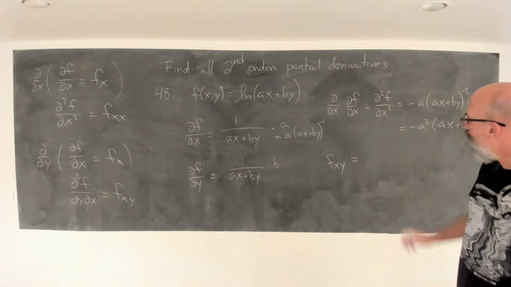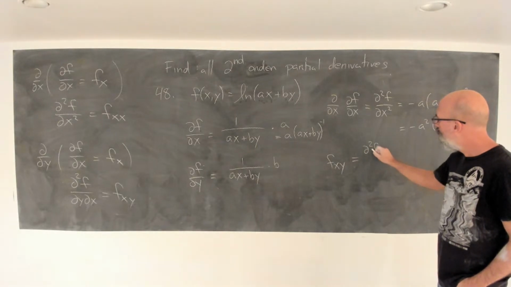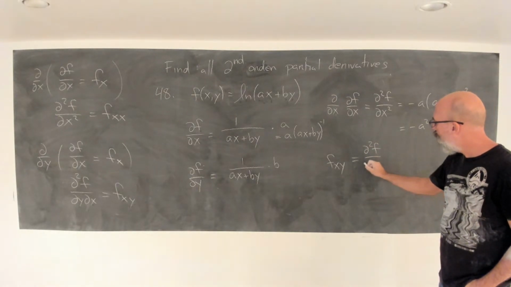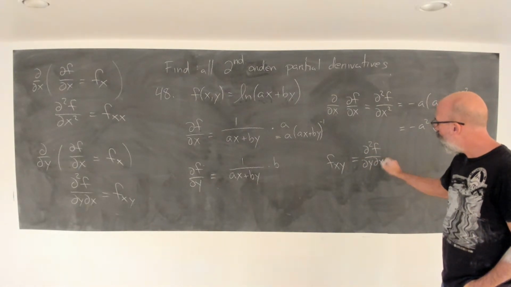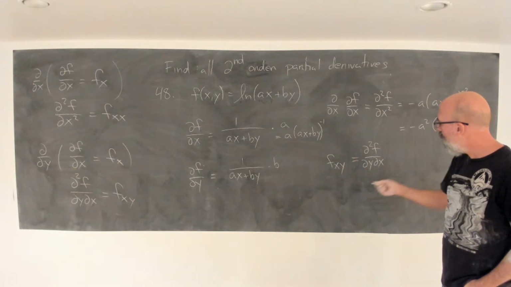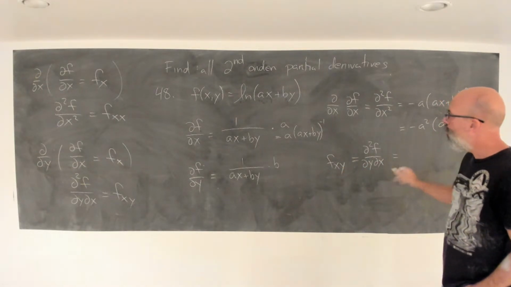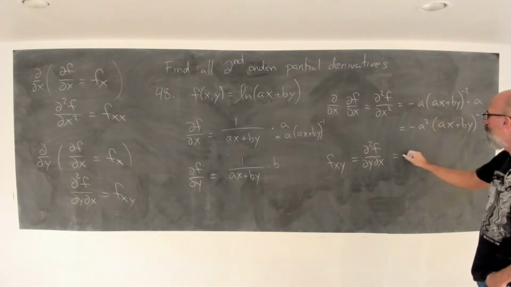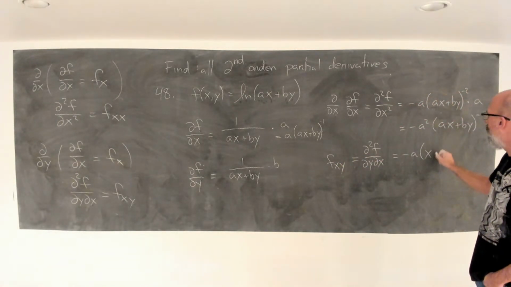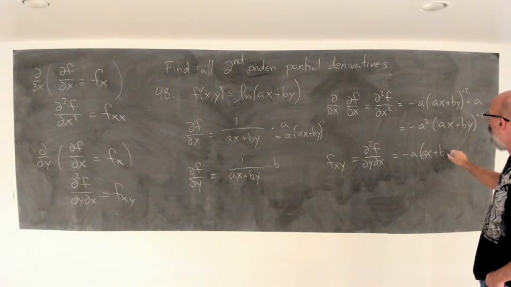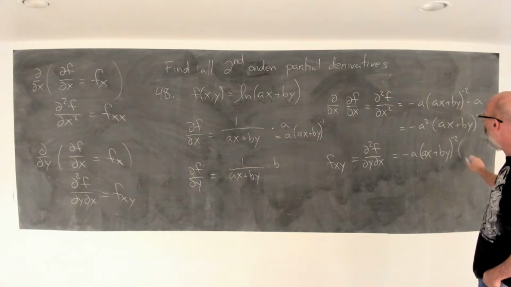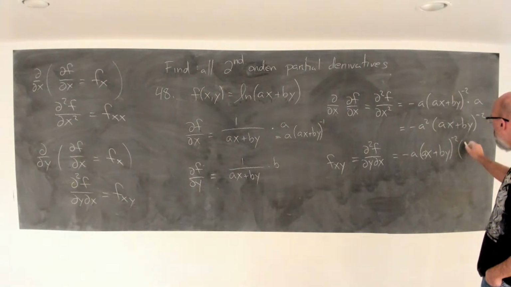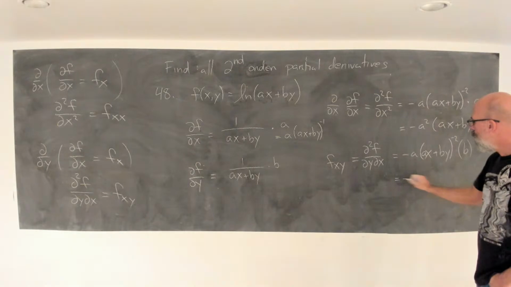If we're looking at f of xy, which is the derivative with respect to x first, and then y, so the derivative of this with respect to y, what is it? Minus (ax plus by) to the negative 2 times the derivative of the inside with respect to y, so minus ab.